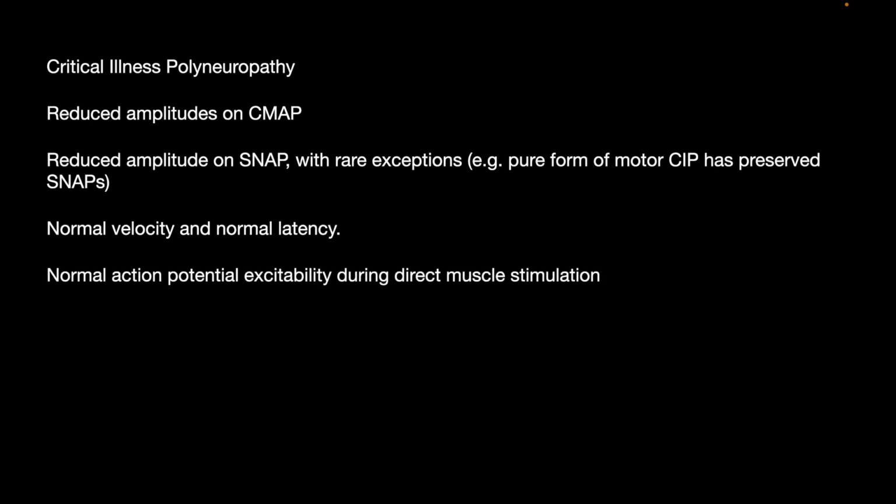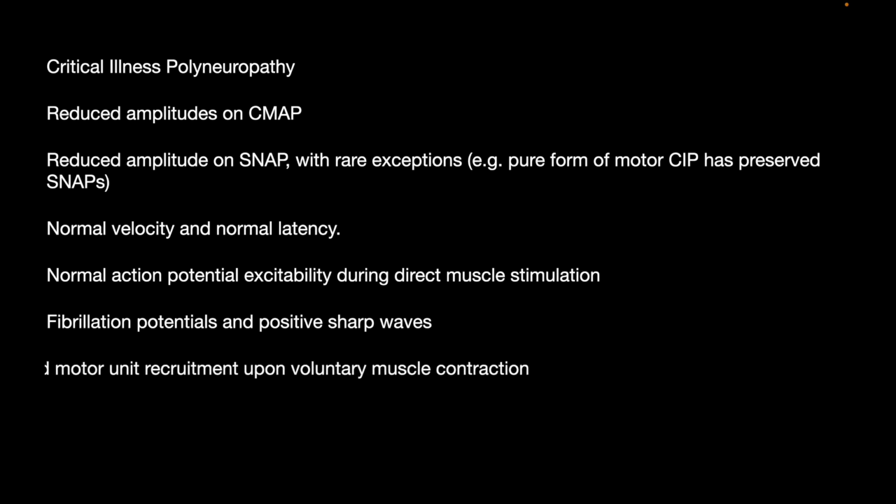The next is the fibrillation potential and sharp positive waves. This is seen in the EMGs and indicates denervation of the muscles. There is spontaneous activity that occurs in the muscle fibers which are not connected to a functional muscle. Now, decreased motor unit recruitment. When voluntary muscle contraction results in decreased recruitment of the motor unit, it suggests that many nerve fibers are not functioning properly. This can contribute to the muscle weakness.